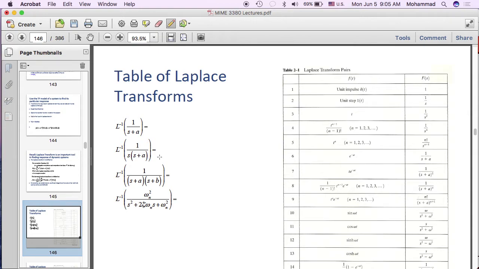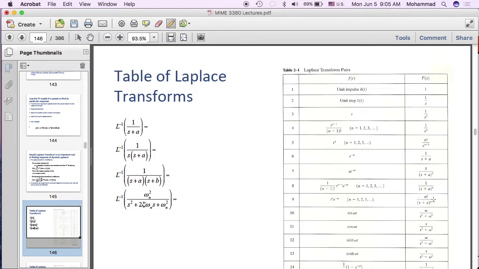And inverse Laplace of 1 over s times s plus a, and inverse Laplace of 1 over s plus a times s plus b, and inverse Laplace of the last ratio, which is omega n squared over s squared plus 2 zeta omega n s plus omega n squared. The method to find inverse Laplace is simply finding the Laplace transform, if it is in the table, and then the equivalent time function is next to it.